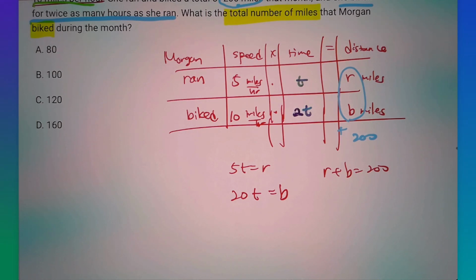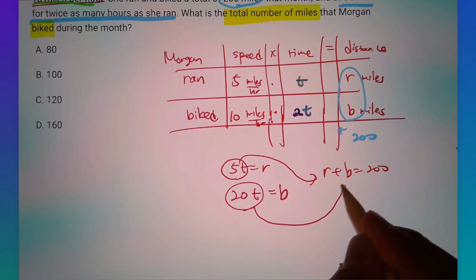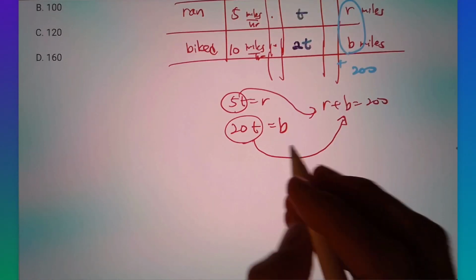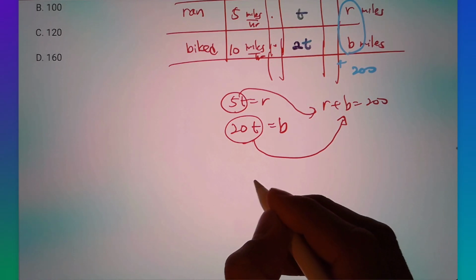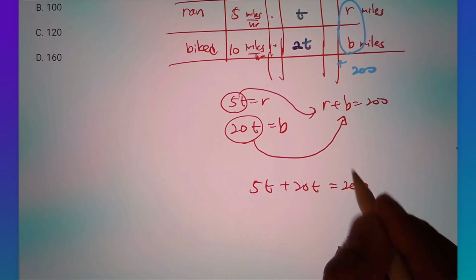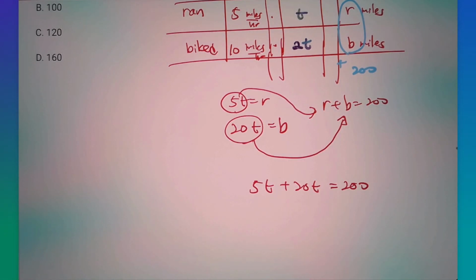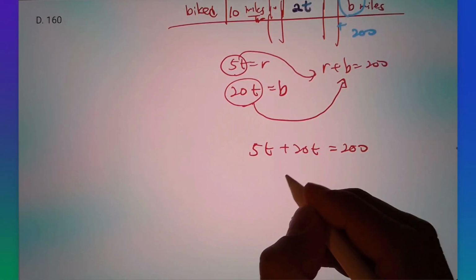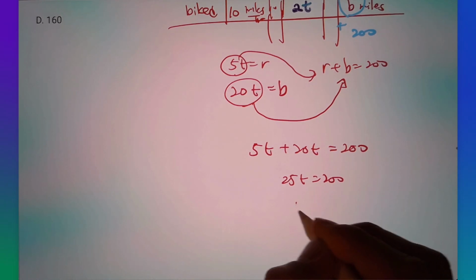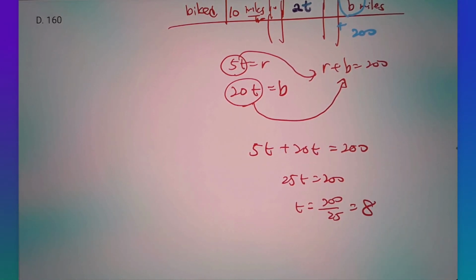So what can we do here? Okay, what we can do is just plug in 5t where r is, and plug in 20t where b is. So this way we have an equation in terms of t. So 5t plus 20t is equal to 200. Simply substituting 20t where b is and 5t where r is going to work. So 20t plus 5t are like terms, so you get 25t equals 200, and t is equal to 200 over 25. And I believe that's 8.